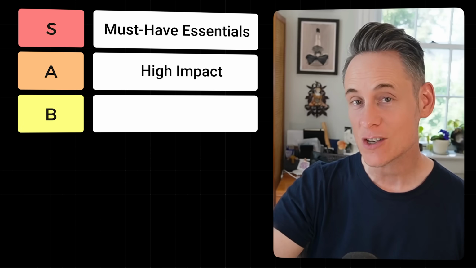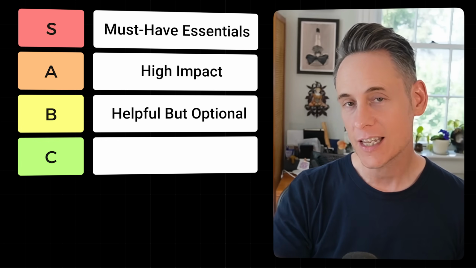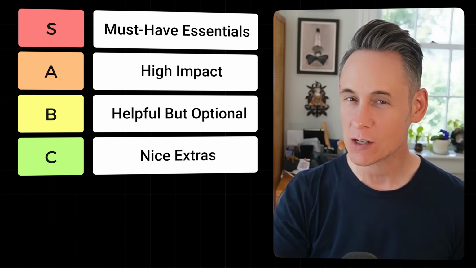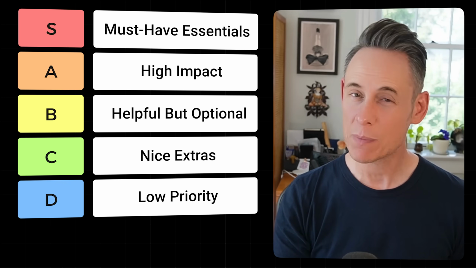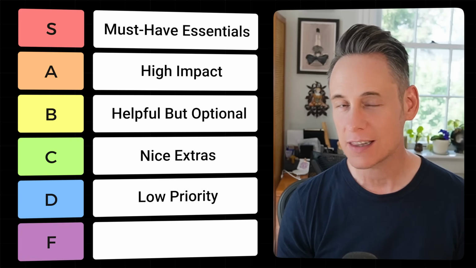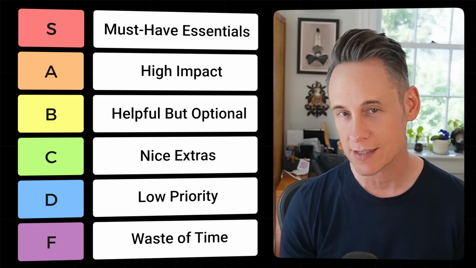B tier, these are solid, worthwhile sections that help but aren't critical. C tier, these are nice to haves but won't necessarily move the ranking needle much. D tier, these are low value items, you can probably skip them. And F tier, these are absolutely a waste of time with no real payoff. You can ignore them and save your time. So let's get right into it.